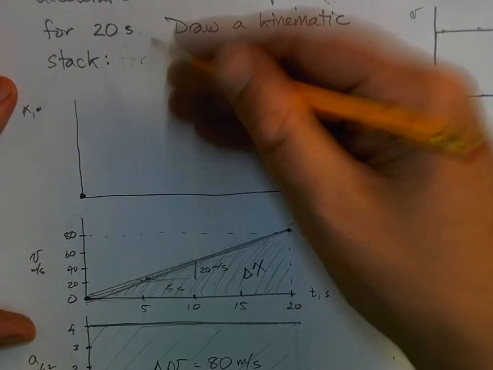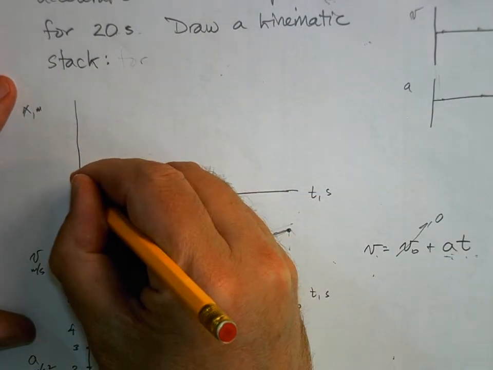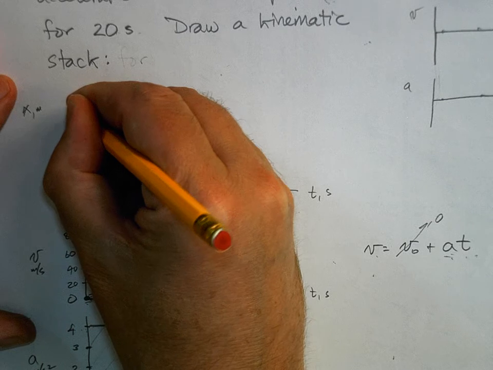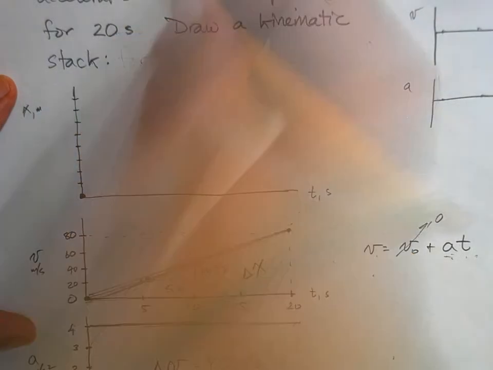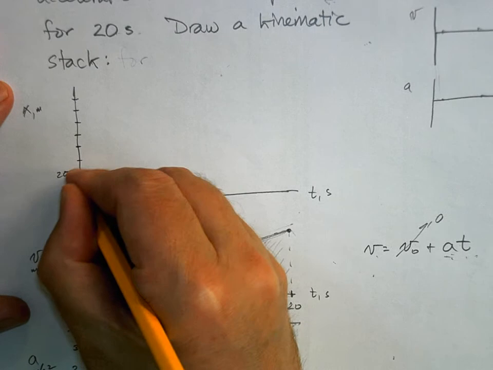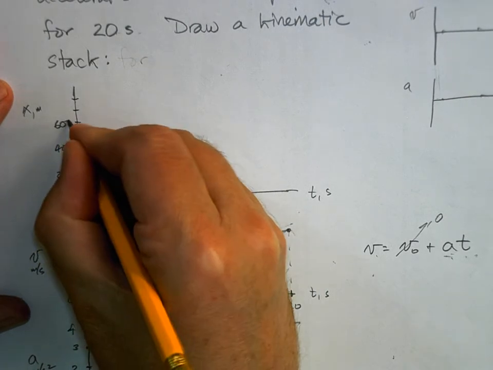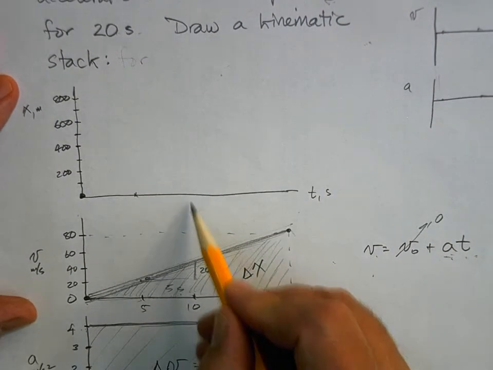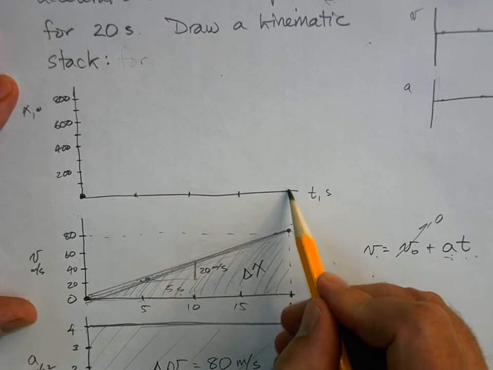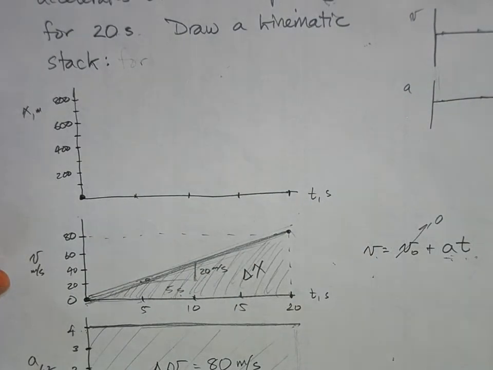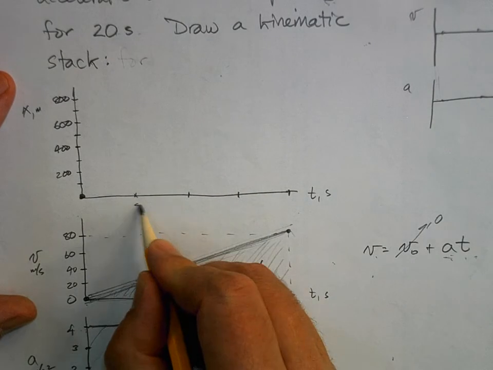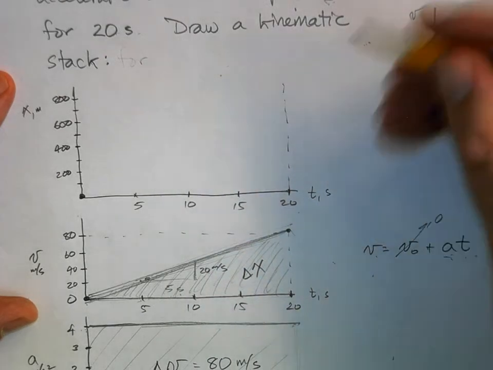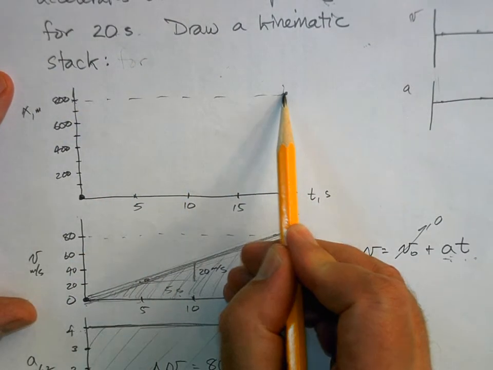So I'm going to scale this for 800. So 100, 200, 300, 400, 500, 600, 700, 800. Look at that. I'm a machine. I know just how to do that. All right. So I'll just go 200, 400, 600, 800 meters. And I'll do this 5, 10, 15, 20. Okay? And we know that at 20 seconds, we have determined that my position will be here.